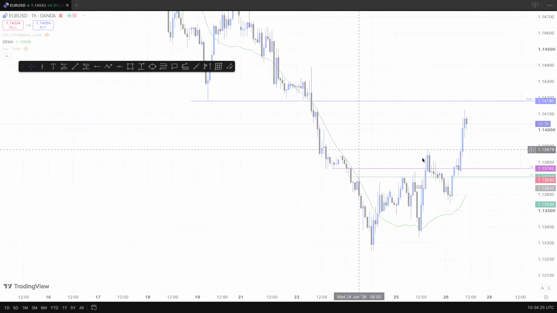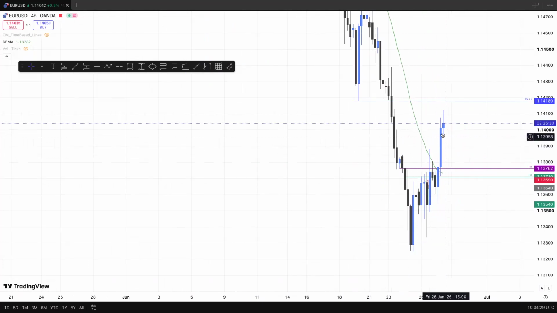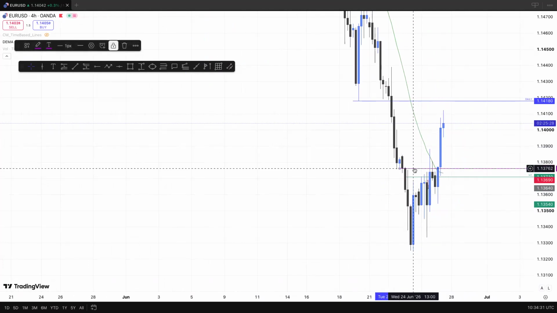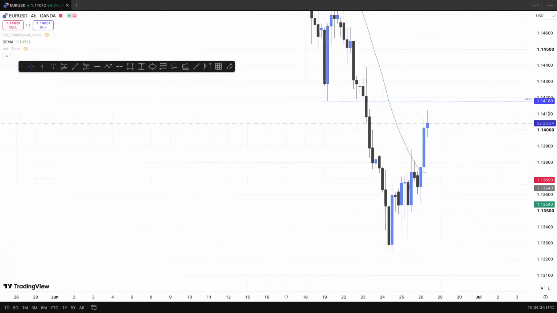When you look at the 4 hour time frame, you see that this supply has been invalidated. We've gotten a close above it. So this supply wasn't able to give a distribution, as with this 1 hour supply.